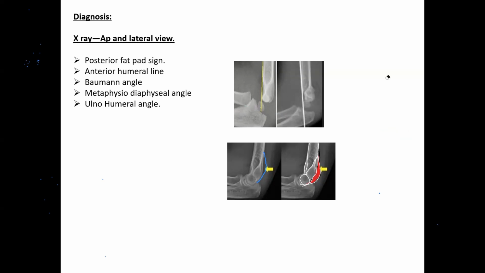So the patient is having a fracture here, which causes an extension type of injury. If you see, there is a fracture here, it has moved like this. So the distal end of the humerus is lying posterior to the anterior humeral line. The Bowman's angle, as I told you in a previous slide, you need to draw: Bowman's angle, metaphyseal-diaphyseal angle, and ulnohumeral angle.